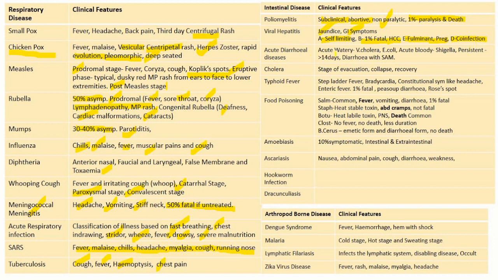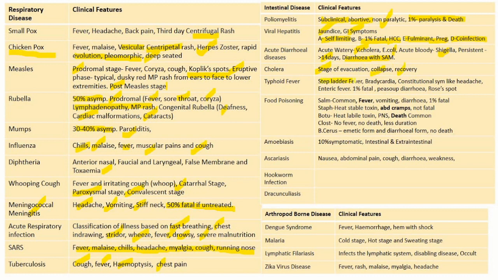Acute diarrheal disease. Acute watery diarrhea: the most common causes are Vibrio cholerae and E. coli. Acute bloody diarrhea: the most common cause is Shigella. Persistent diarrhea is when the diarrhea lasts more than 14 days. Then diarrhea with severe malnutrition. So diarrhea is classified into 4 types. Cholera has 3 stages: stage of evacuation, stage of collapse, and stage of recovery.